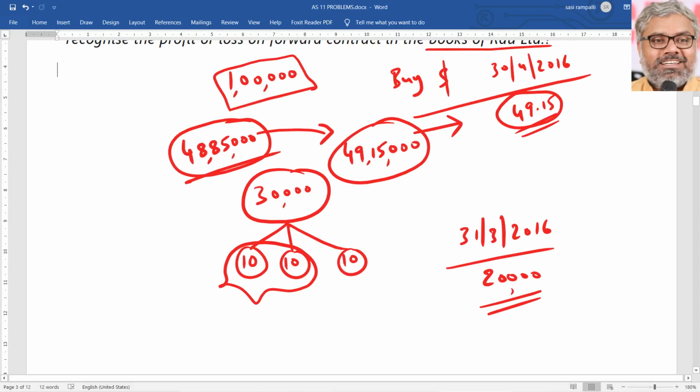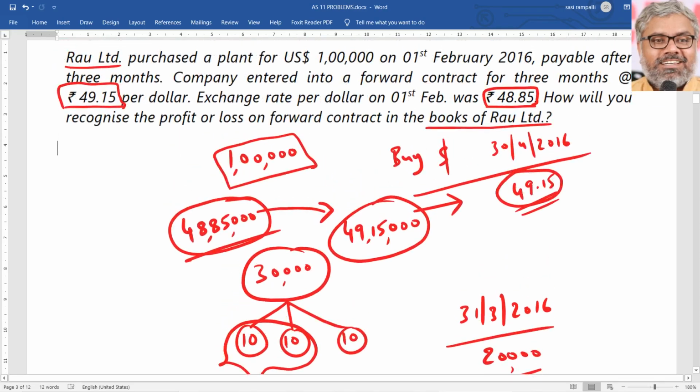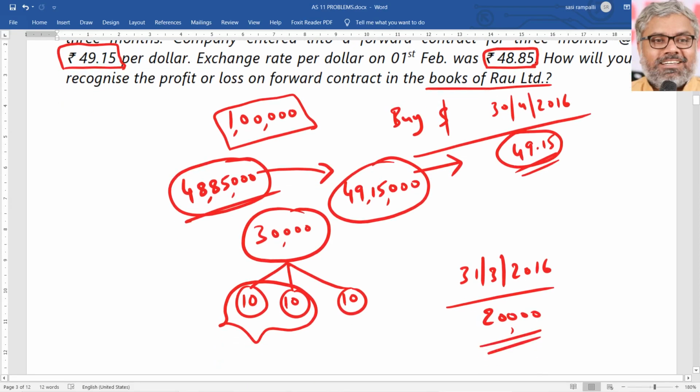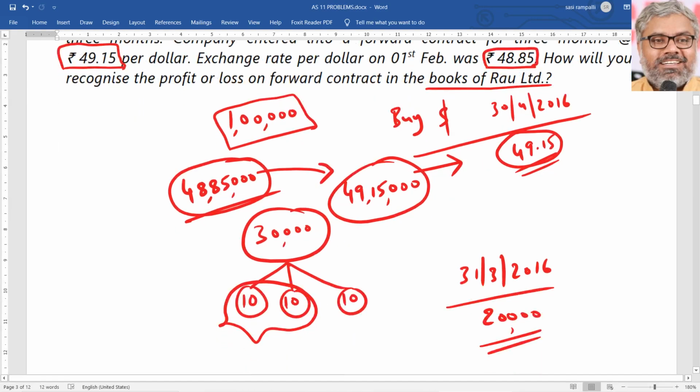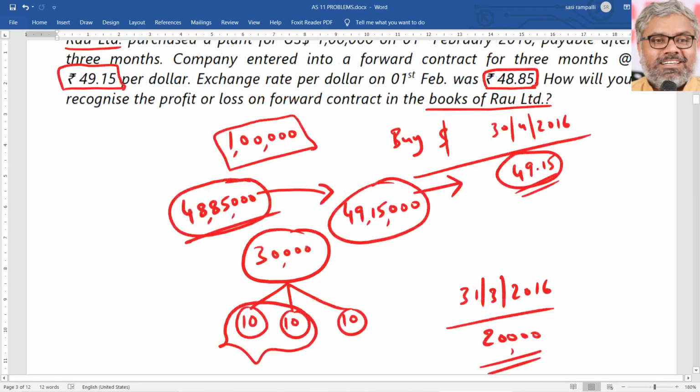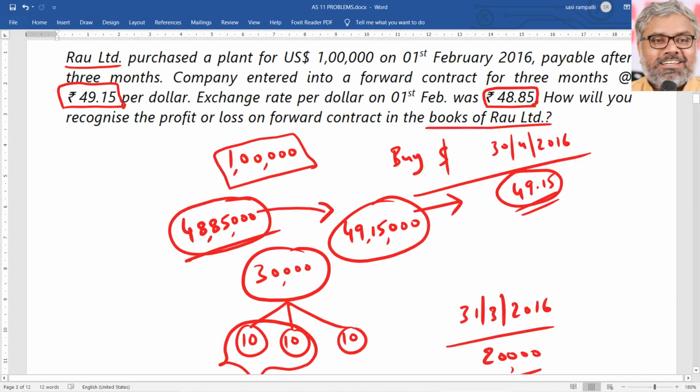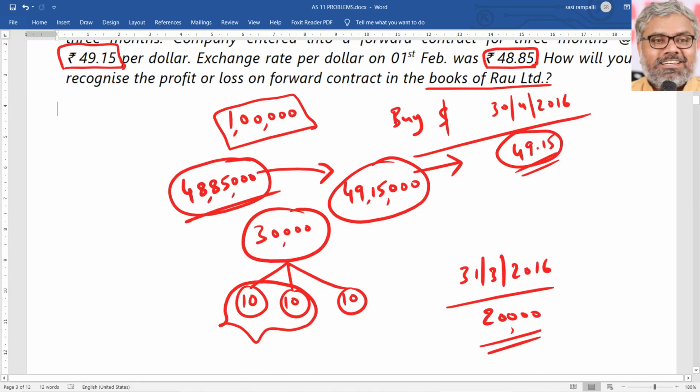So what happens to the remaining 10,000? That will also be charged to the P&L account, but that happens in the next year, that is 2016-17. That's all. That is how the profit or loss on forward contract will be recognized in the books of Rao Limited. So 20,000 in this year, 10,000 in the next year. Why 20,000? Because out of the 3 amortization periods, 2 months are falling in the current year, 1 month is falling in the next year. That's it. But now, for understanding purposes, accounting is done.